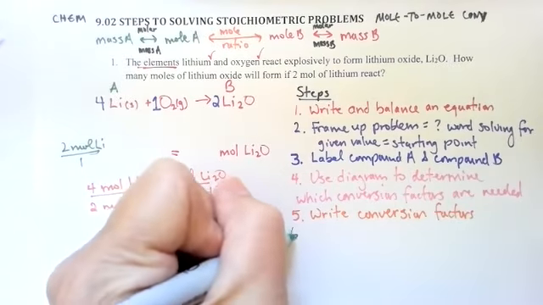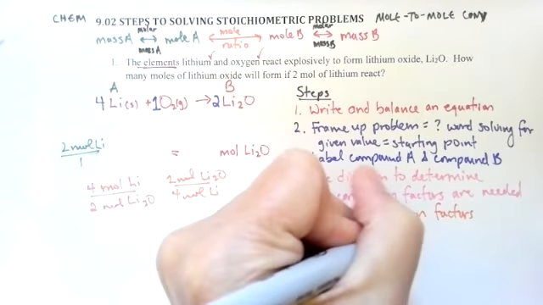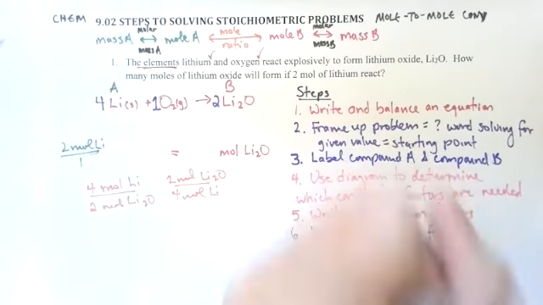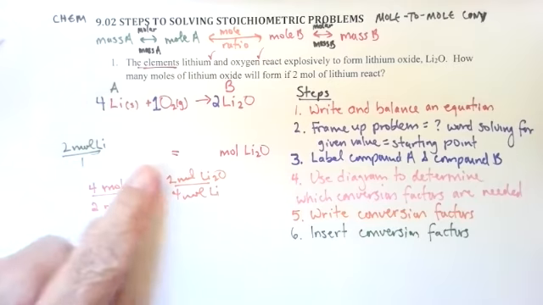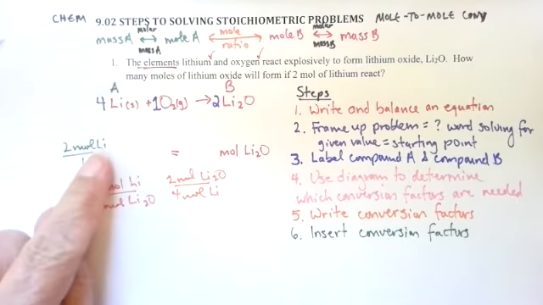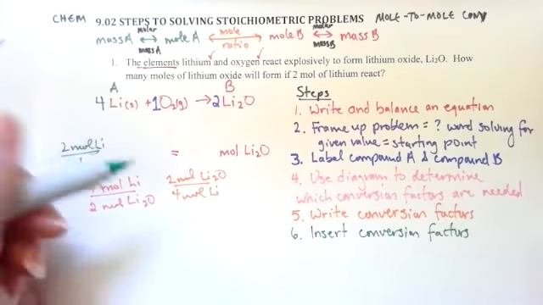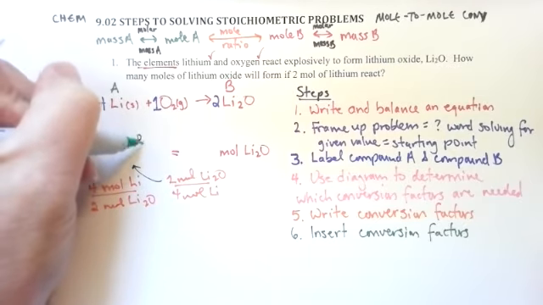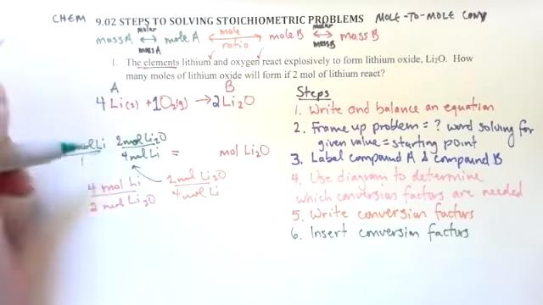Okay, step 6 is to insert your conversion factors. So I have moles of lithium on the top. That means that the next conversion factor to come, moles of lithium has to cancel. This one's not gonna work because moles of lithium is on the top. So this is the one that's going to work for us. I'm gonna put 2 moles of lithium oxide over 4 moles of lithium.